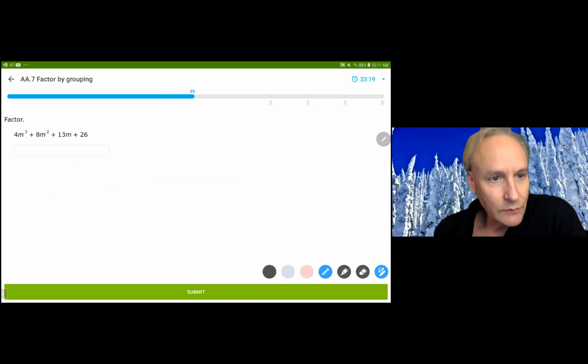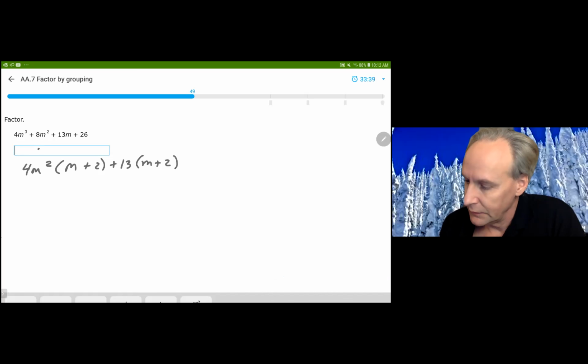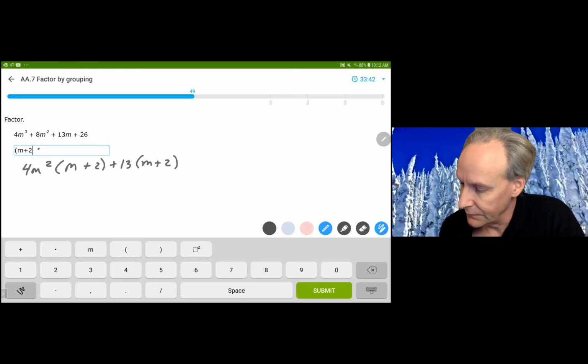Let's see, we have a 4m squared that we can take out of the first pair, and we're left with an m plus 2. And if I take out a 13, I have an m plus 2. So we end up with m plus 2 and a 4m squared plus 13.